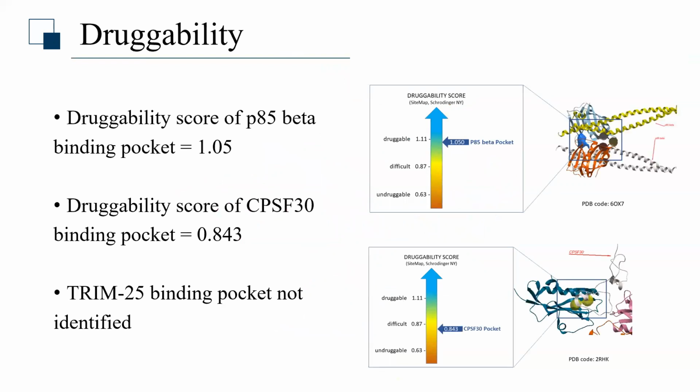The drugability score of the human P85 beta subunit binding pocket was determined to be 1.05 using CytoMap. And the drugability score of the human CPSF30 binding pocket was determined to be 0.843 using CytoMap. The drugability of the human TRIM25 binding pocket was not calculated because no pocket was identified by the ICM pocket finder function. And on the two figures depicted on the right, we can see the drugability scores of the pocket showing in the figure.